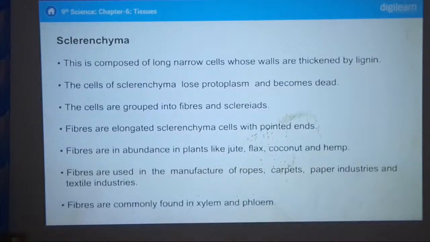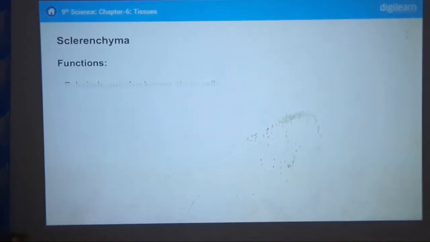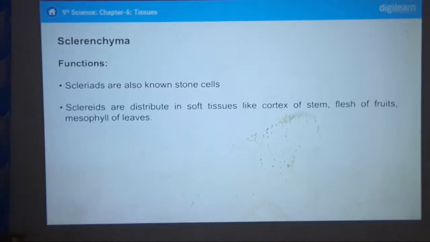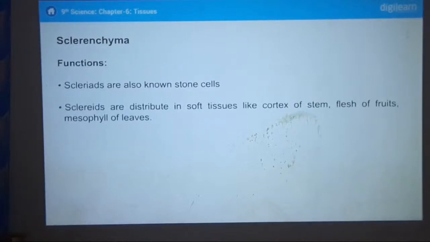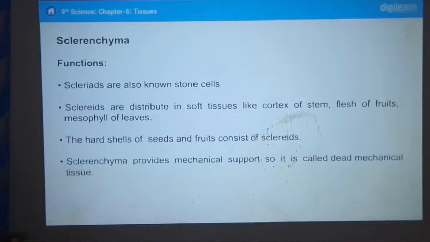Fibers are commonly found in xylem and phloem. Sclerites are also known as stone cells. Sclerites are distributed in soft tissues like the cortex of stem, flesh of fruits, and mesophyll of leaves. The hard shell of seeds and fruits consists of sclerites. Sclerenchyma provides mechanical support, so it is called dead mechanical tissue.